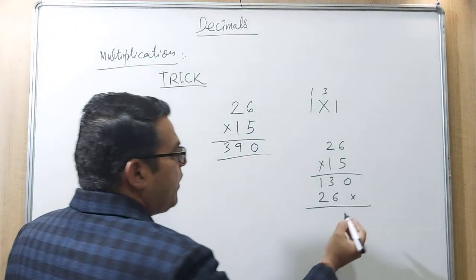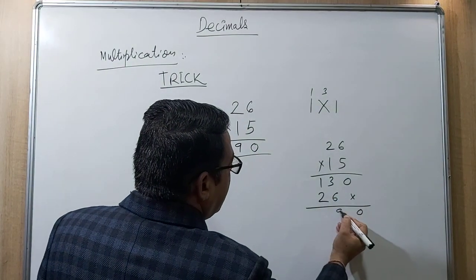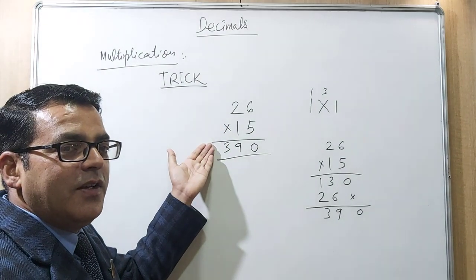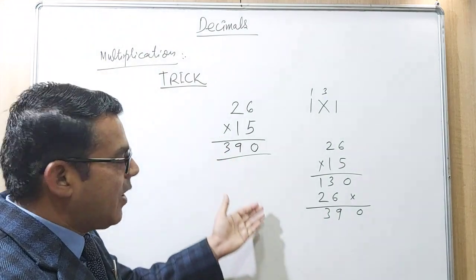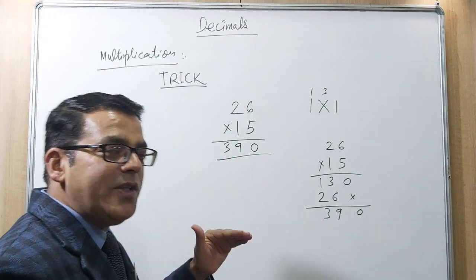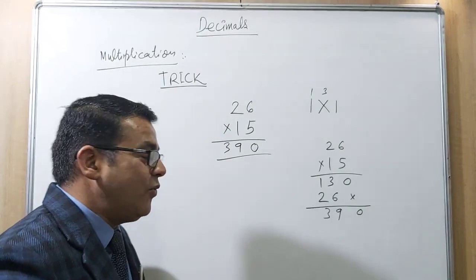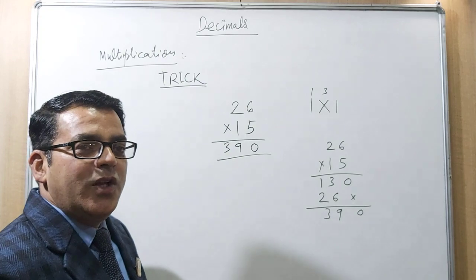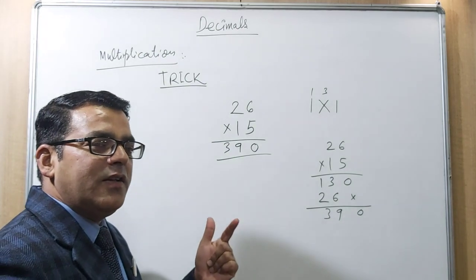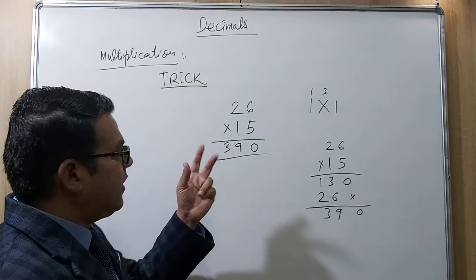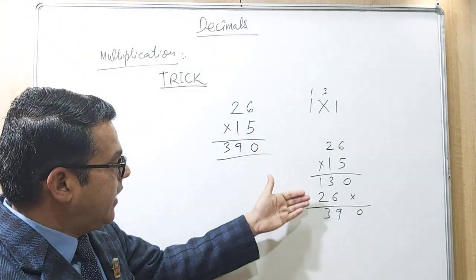After adding, what do we have? 0, 9 and 3. Here also we get the same thing. So you can compare which method is good, which method is interesting for you. You will find that this trick is very interesting for you. Within seconds you can find the answers, and also you can write your answer in 1 line only. No need to write 3 lines here.